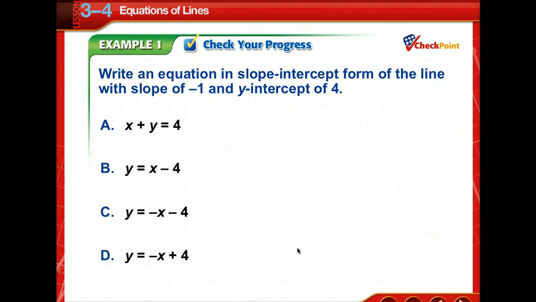Okay, so time to check your progress. Write an equation in slope-intercept form of the line with a slope of -1 and the y-intercept of 4. So you can pause for a moment, choose your answer, then come back and see that you're correct. This is a little different because the slope's -1, so that means your x is going to be negative. Also, if you subtract x from both sides, that would make that x negative. But they want it in slope-intercept form, and this is not slope-intercept form. Slope-intercept form is y equals, and then the y-intercept is a +4, so +4.